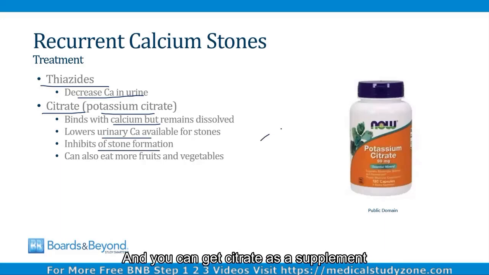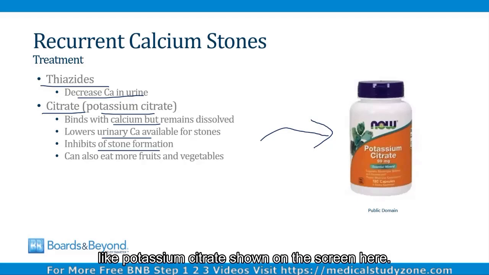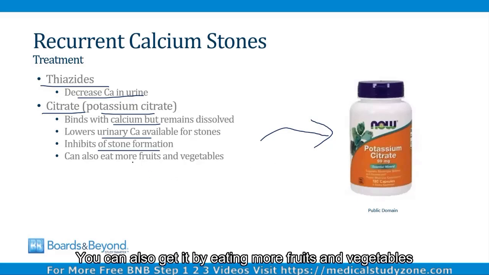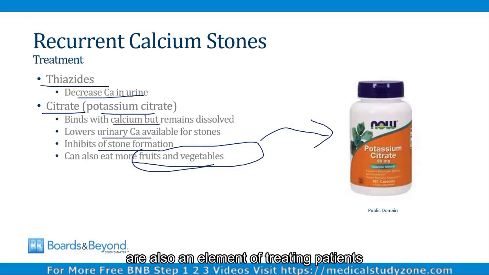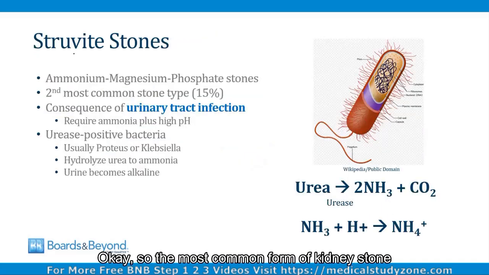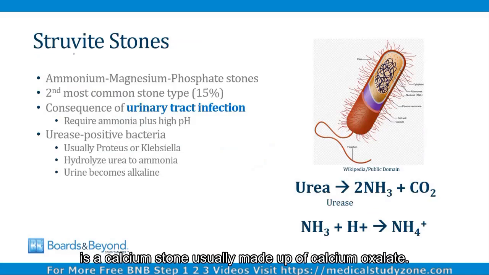And you can get citrate as a supplement like potassium citrate shown on the screen here. You can also get it by eating more fruits and vegetables which have lots of citrate. So dietary recommendations to eat lots of fruits and vegetables are also an element of treating patients with recurrent calcium stones. Okay, so the most common form of kidney stone is a calcium stone, usually made up of calcium oxalate.